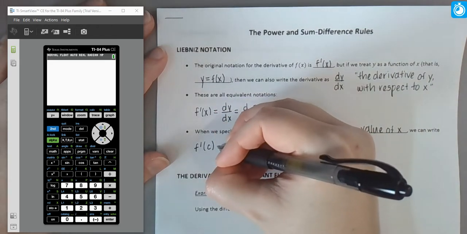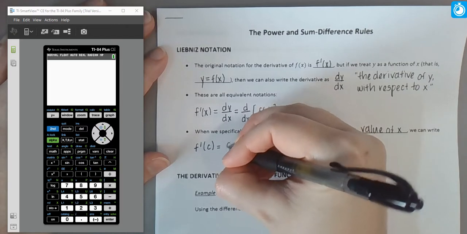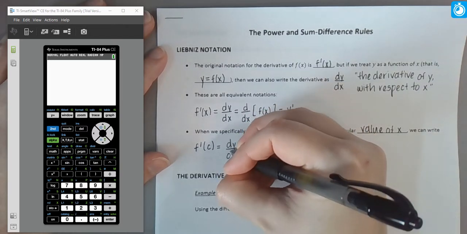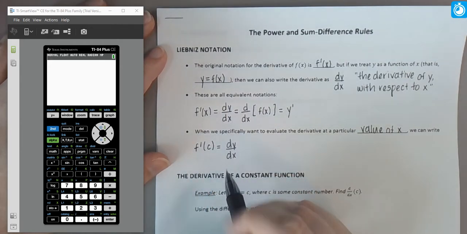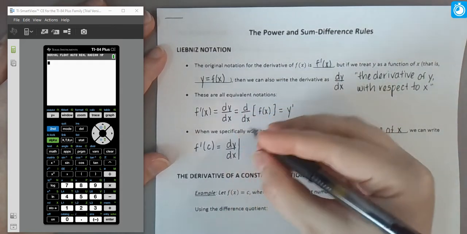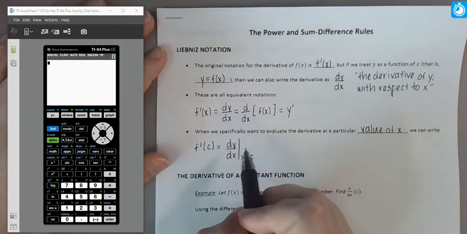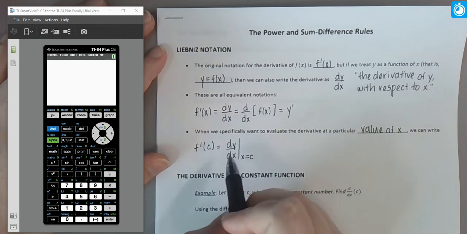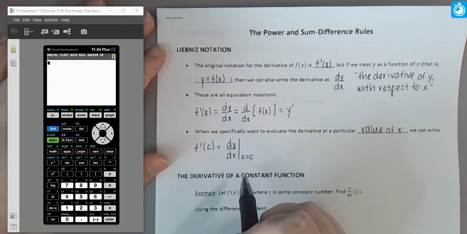And then if we want to write something similar using the Leibniz notation, this would be an equivalent way to say that we want to evaluate our derivative at a particular value. So again, this represents the derivative. In this case, this would just be a formula for the derivative. But if we draw a vertical line, and then at the very bottom of the vertical line, we write x is equal to some constant, this notation also tells us find the derivative and then evaluate the derivative using an x value of c, whatever that constant c happens to be.